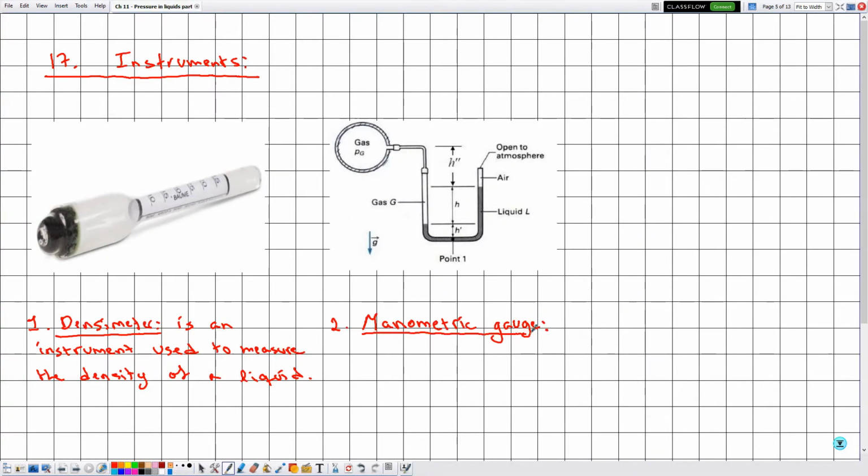Is an instrument that detects pressure variation, then this instrument can measure the difference in pressure variation.